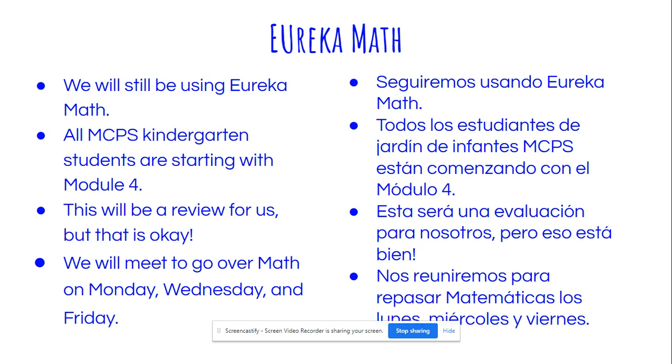Now, my class, as well as the other kindergarten classes in our school, have already done many of these lessons, so this will be a review for us, but that is okay. This module has a lot of very important information that students need to know to go on to first grade. So the county decided to go back and review these skills because these are necessary skills for first grade math.